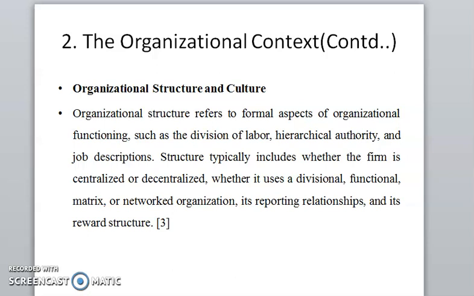Organizational culture refers to shared values, basic assumptions, and behaviors of organization members. Elements of culture include whether the organization values individualism or teamwork, whether bigger is better, and whether risk taking, such as that commonly associated with IT innovations, is valued.